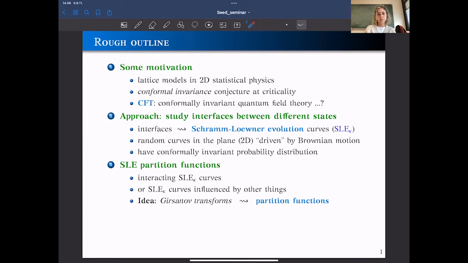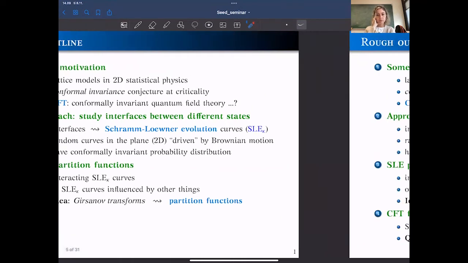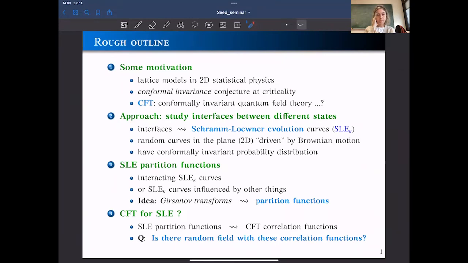We call the interaction how it's encoded into some partition function. Never mind the term so much, it's just some kind of a function depending on endpoints of the curves. And these are supposed to be related to correlation functions in conformal field theory. Somehow that's what we expect.